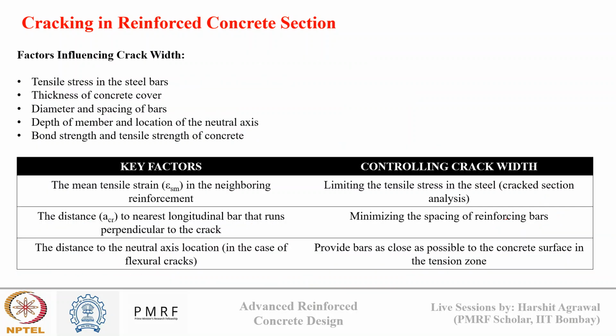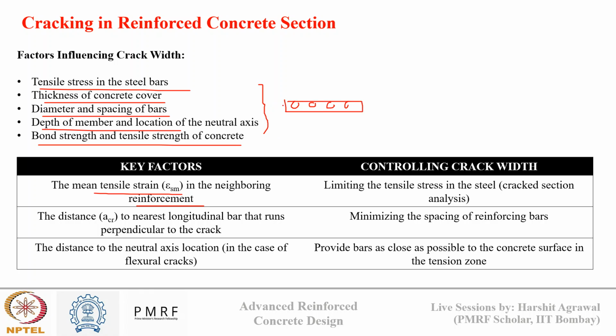Now, cracking can be influenced by multiple factors: the tensile strength of steel bars, the thickness of concrete cover, the diameter and spacing of bars, the depth of the member, the location of the neutral axis, and the bond strength. Among these factors, the key factor which dictates the cracking in concrete is the mean tensile strain in the neighboring reinforcement. So what is the strain in this reinforcement, that is important for crack width. Then the distance of a crack from the nearest longitudinal bar is important.